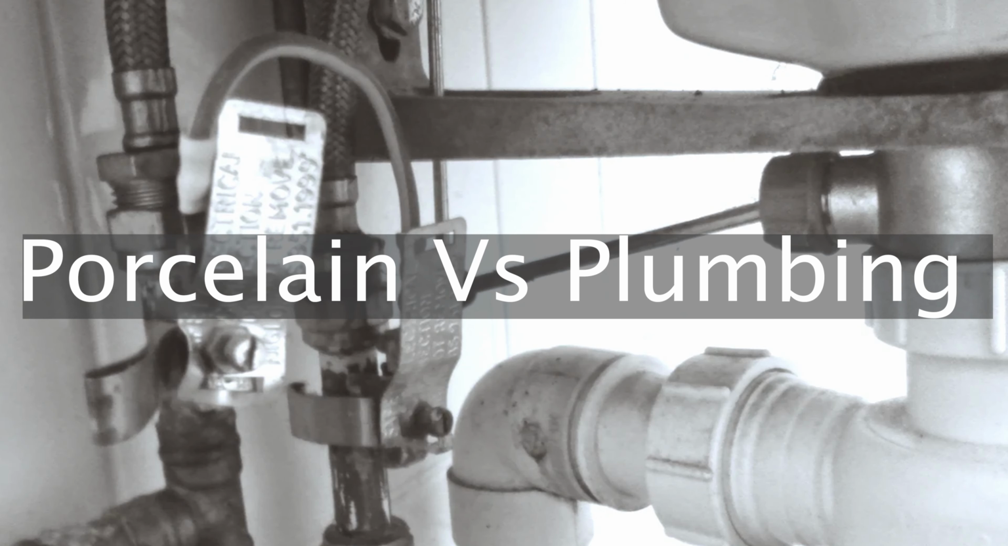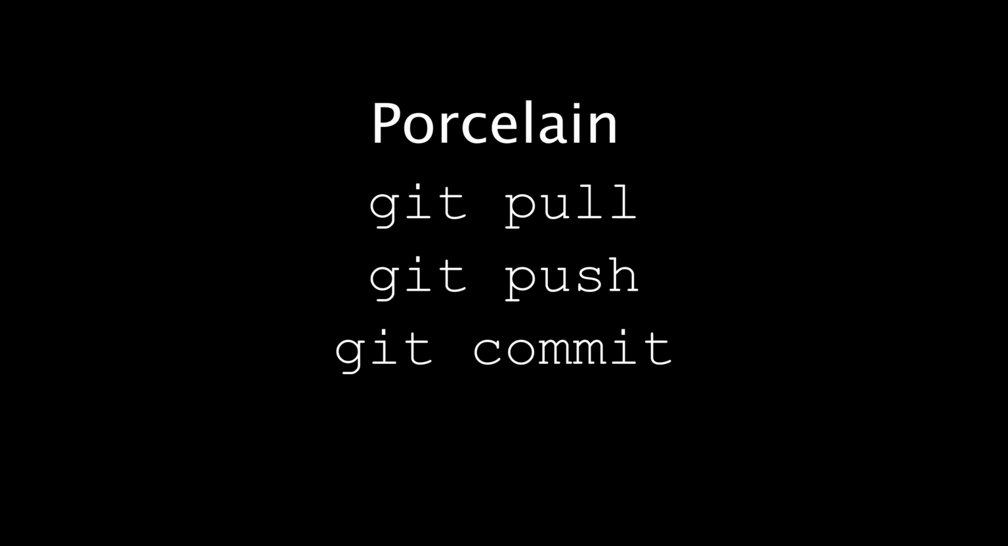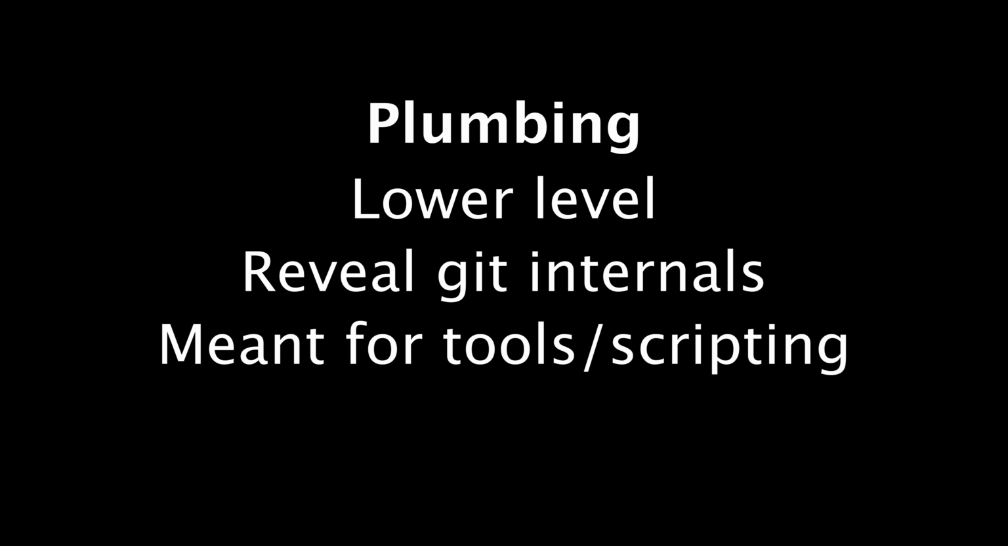One of the first things to recognize is that Git is made up of two different command sets, Porcelain and Plumbing. Porcelain commands are used to interface with Git in the terminal, like the familiar pull, push, commit, stuff like that. Plumbing commands are lower level and reveal the Git internals. Many of these plumbing commands aren't meant to be used manually on the command line at all, but rather to be used as building blocks for new tools and custom scripts.